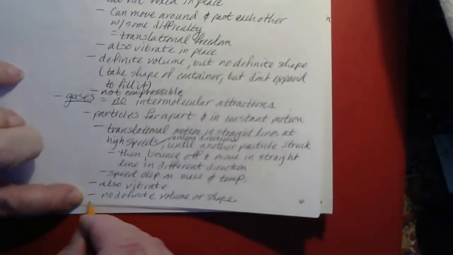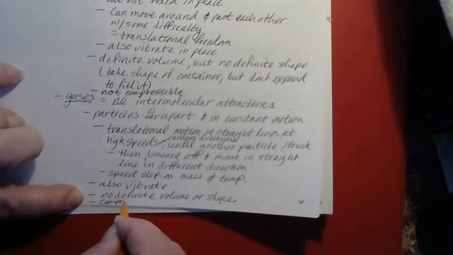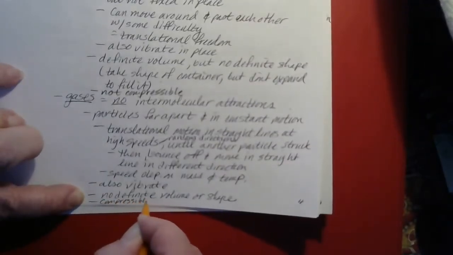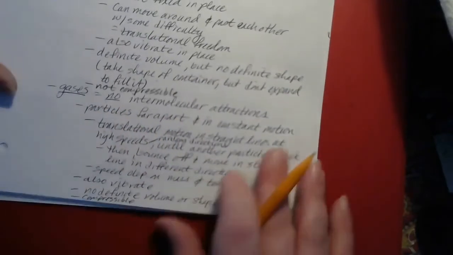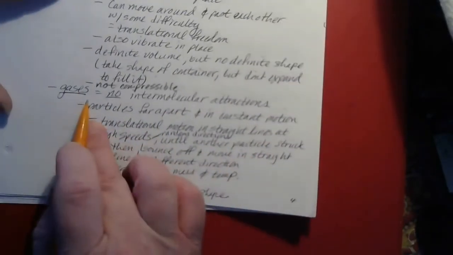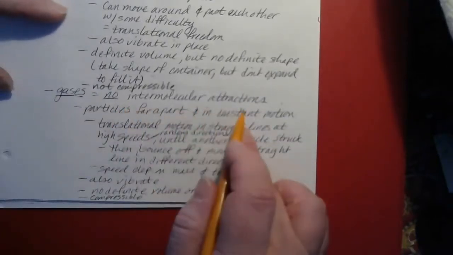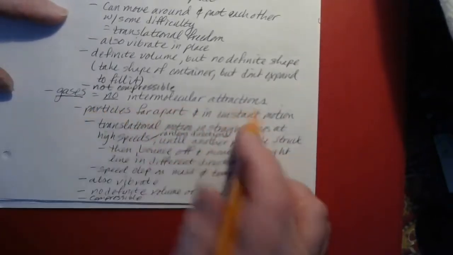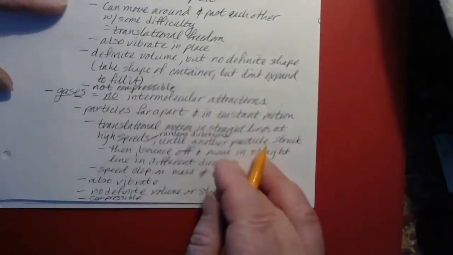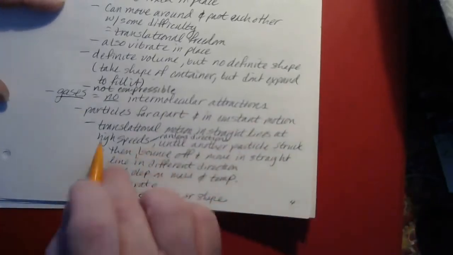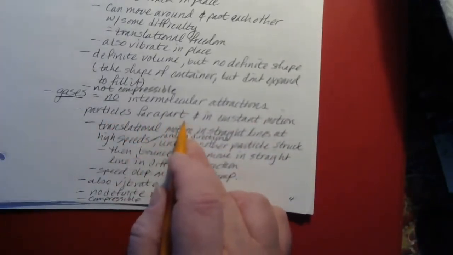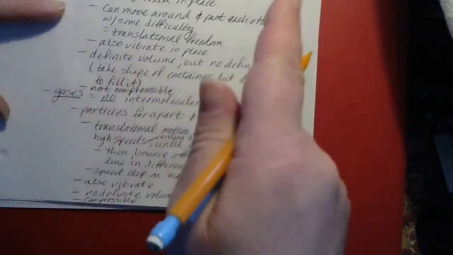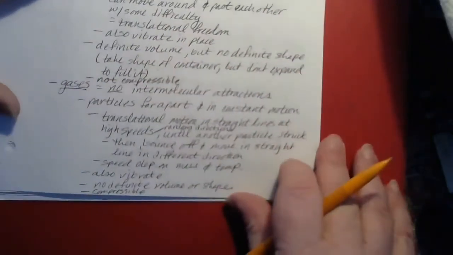For gases, that is the other end of the range of intermolecular attractions. For gases, there's essentially no attraction between the particles. There's nothing holding the particles together. And so they're not close together. In fact, the particles in a gas are far apart relative to the size of the particles, and they're in constant motion from one place to another, as well as vibrating.